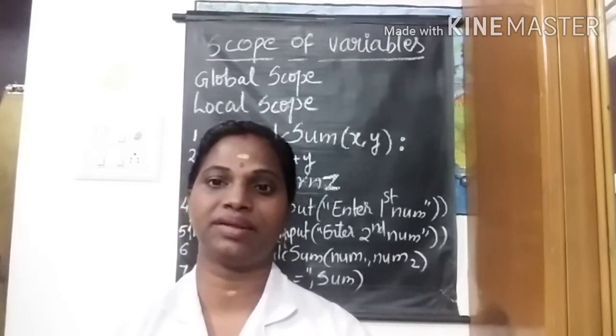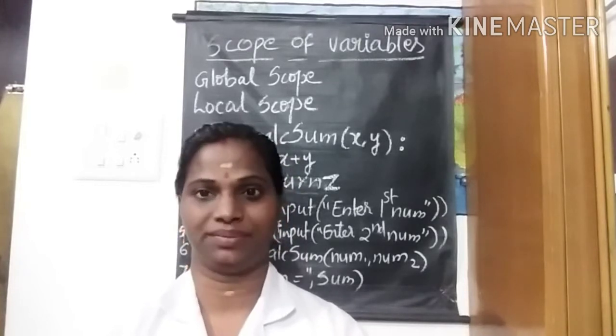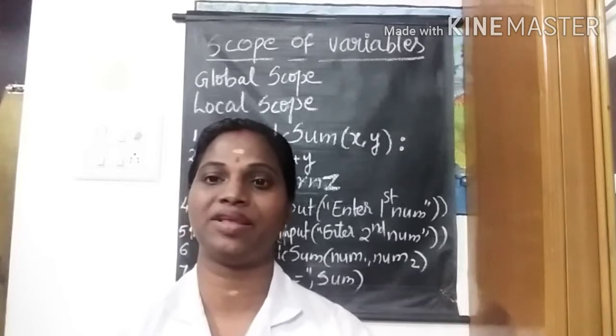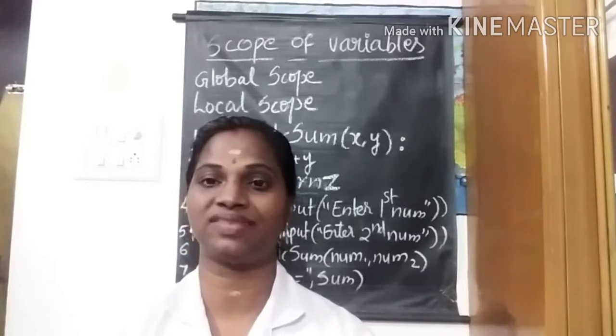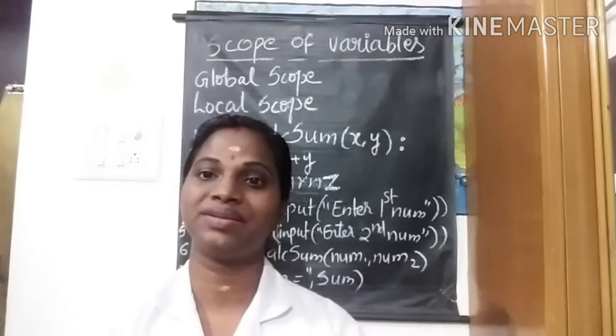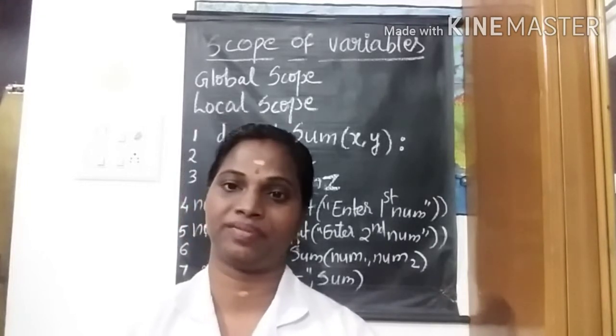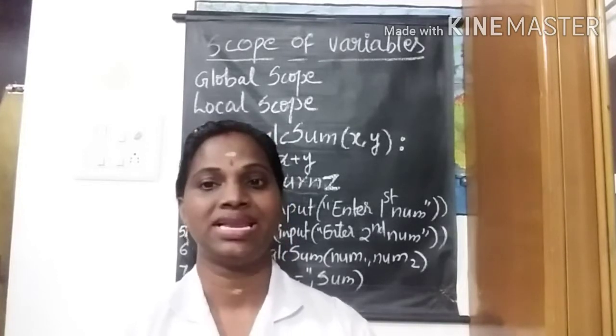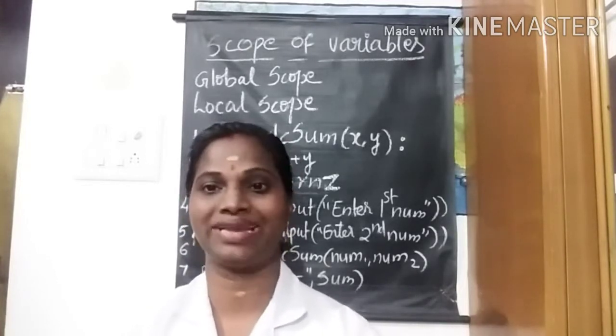Today, let us learn scope rules of a variable. We already learned what is a function, what are the different methods to pass parameters into a function, how to call a function, and how to return values to the caller. Today let us learn scope of a variable.